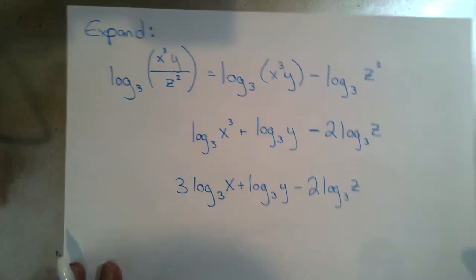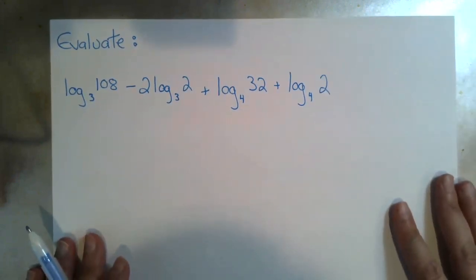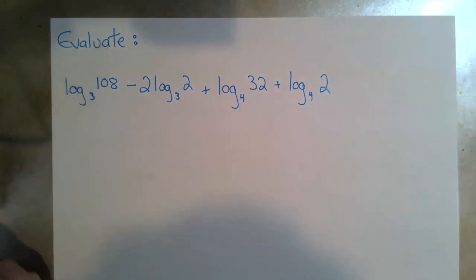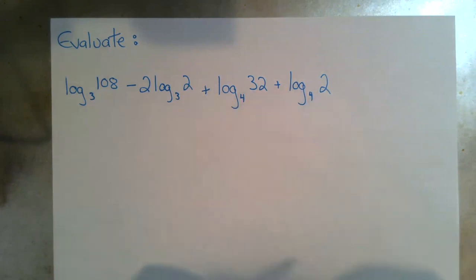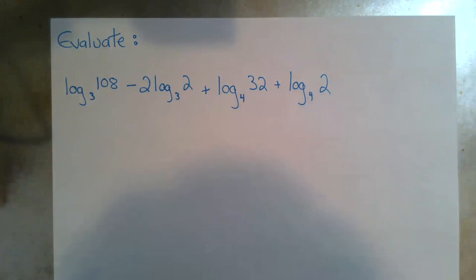Now, let's take a look at applying these rules in the opposite direction. So this time I'm being asked to evaluate. And so that means you can see that I've got things strung out here, expanded. So now I'm going to do the opposite. I'm going to contract. Now, I want you to notice something.